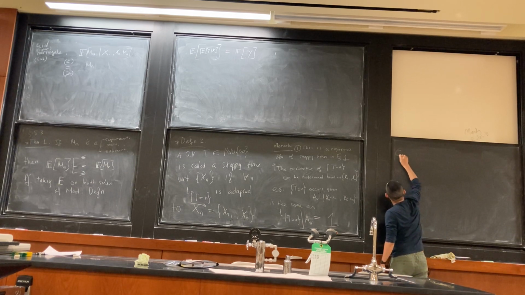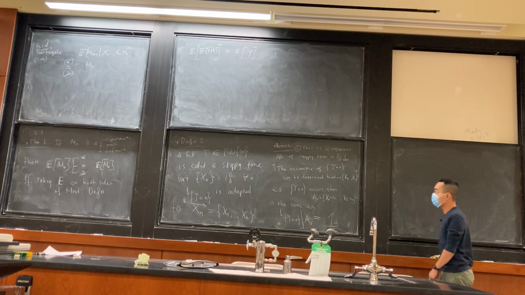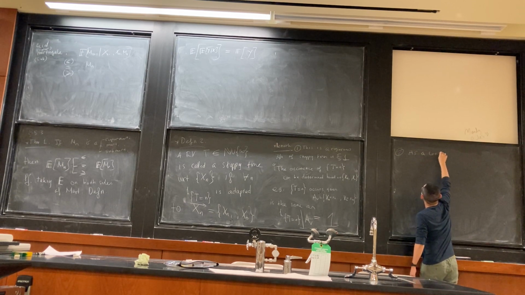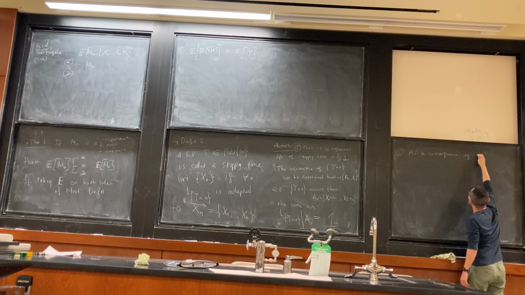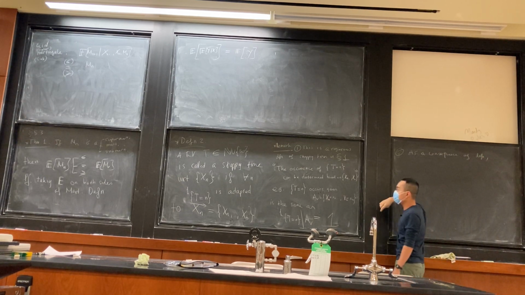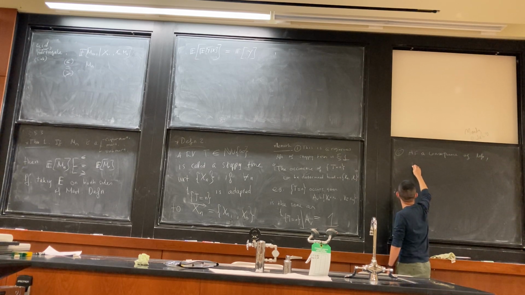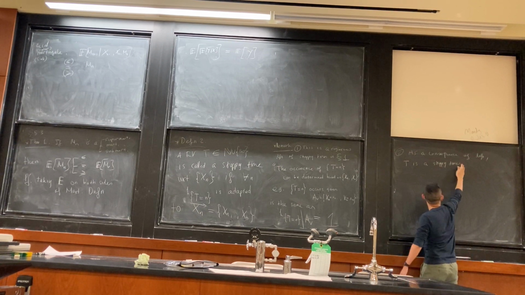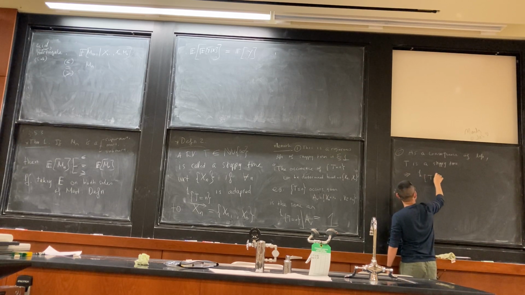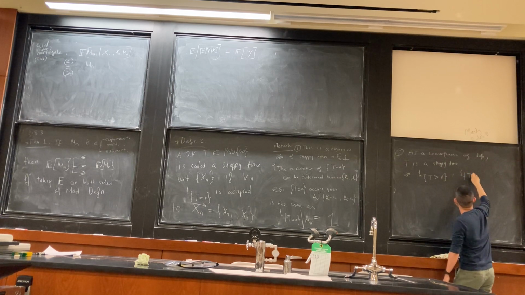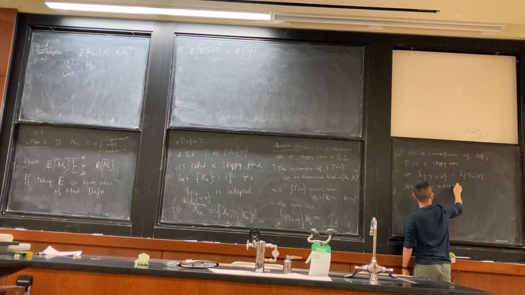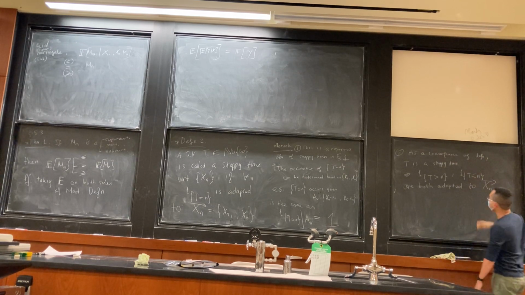So remark number 2, as a consequence of the definition: if T is a stopping time, then the indicator of T greater than n and the indicator of T less than n are both adapted to X_n. Good fact.